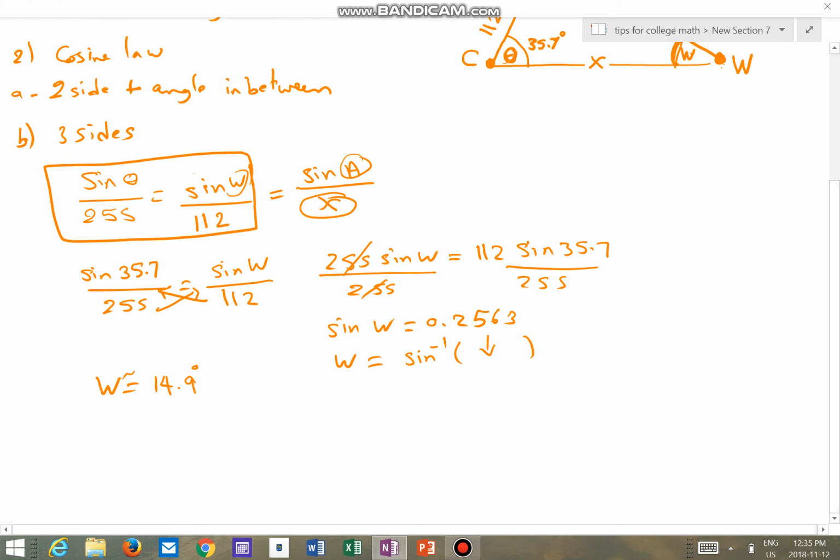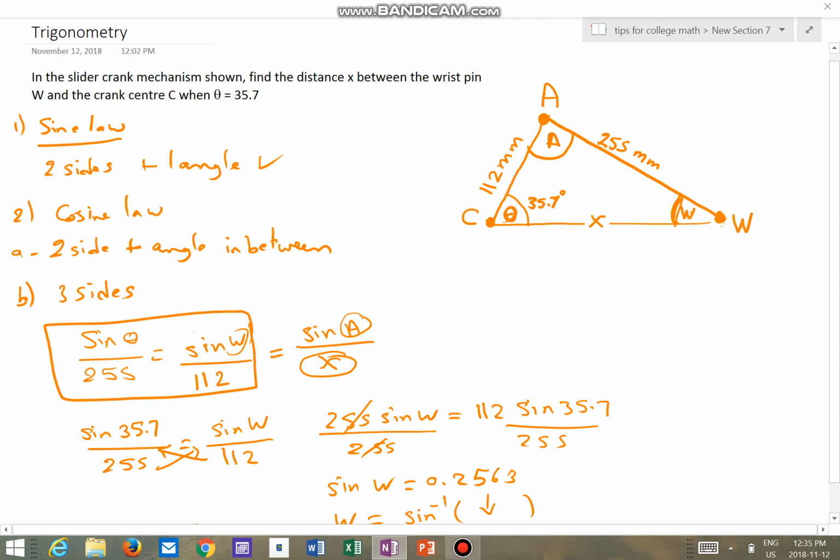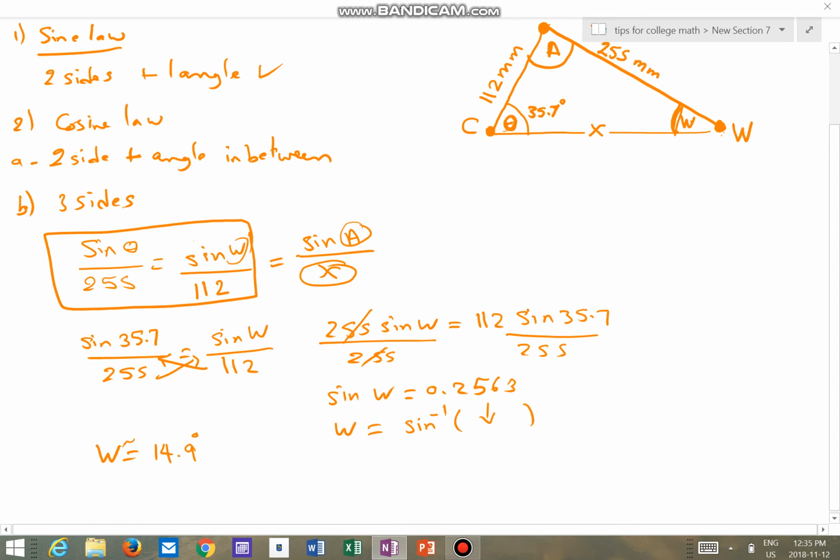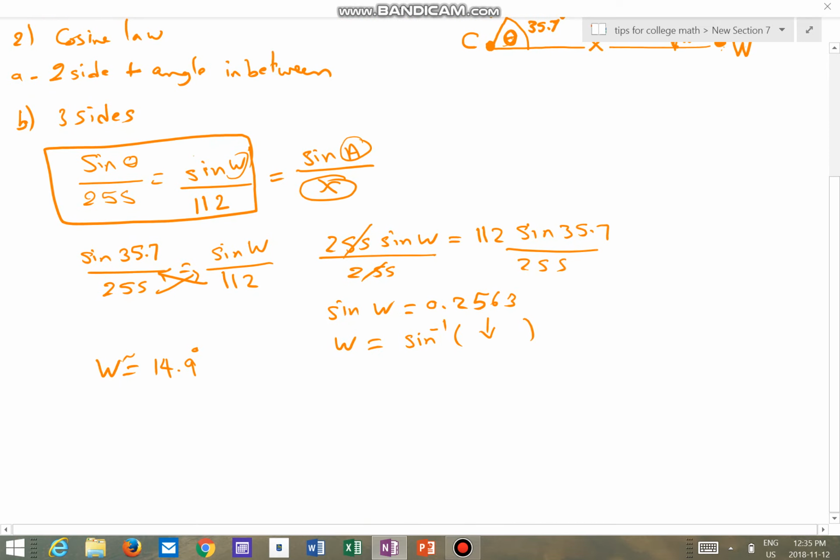Okay, let's look at our triangle. I have the triangle made up of theta, A, and W. So all three add up to 180. I already have theta, I already have W, then I'm gonna say that angle A should equal 180 minus 35.7 minus 14.9, or A in this case will be 129.4 degrees. Okay, that's great.